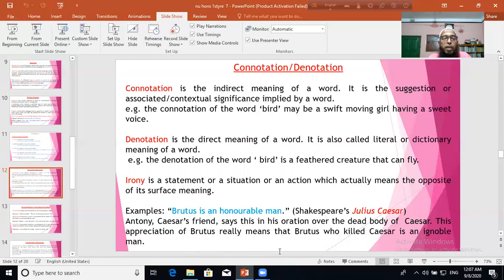So, when Antony is telling that Brutus is an honorable man after the death of his friend Julius Caesar, actually he is not appreciating Brutus. He means Brutus is an ignoble, dishonorable man because he is a killer. Brutus is the killer of Caesar, Julius Caesar. So by this speech, he is not praising, rather he is dishonoring Brutus.